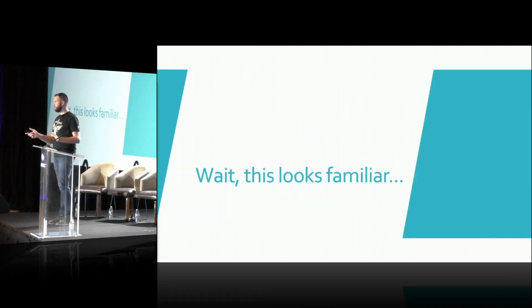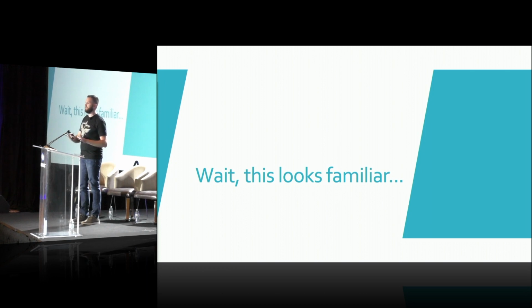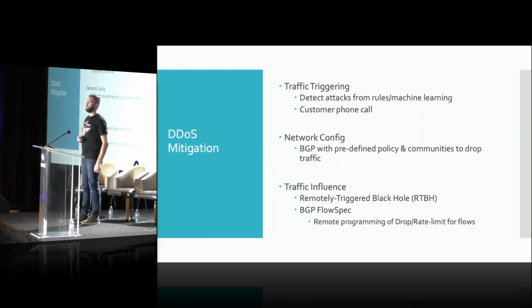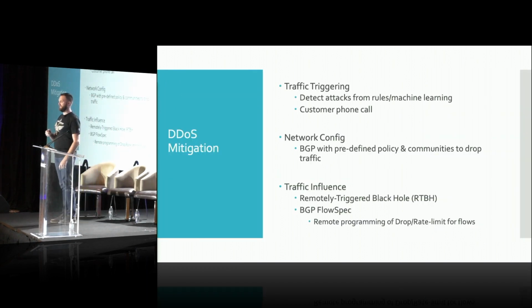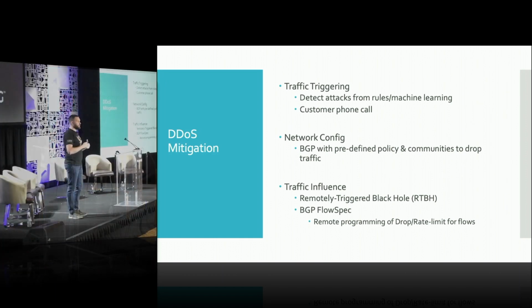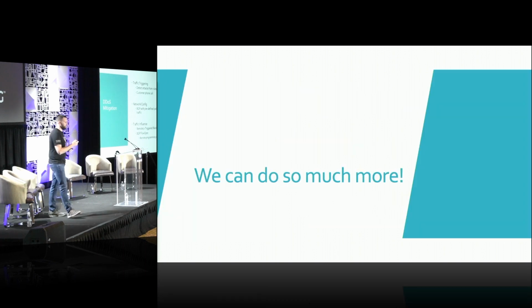You may think right now, yes, Matt, I'm already running this on my network. It's called DDoS mitigation. So traffic triggering tends to be we detect attacks via rules or machine learning, or a customer phone call. We have config, we have BGP policies with communities, and if we see prefixes with these communities, we drop traffic, and we can influence this traffic based on BGP flow spec or remotely triggered black hole. But I really think that we could do so much more.